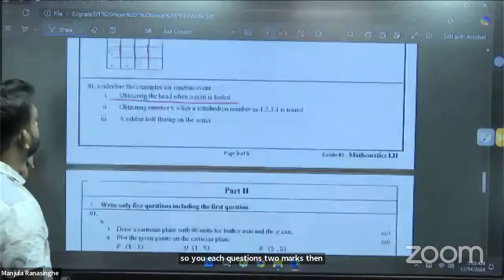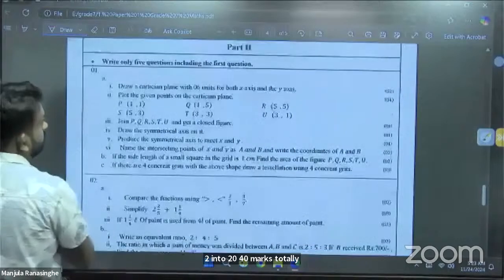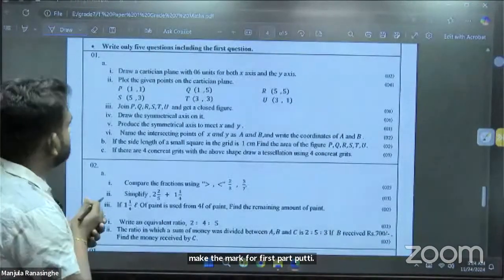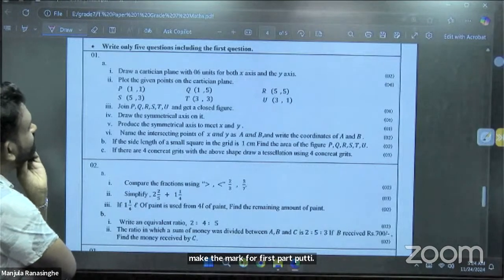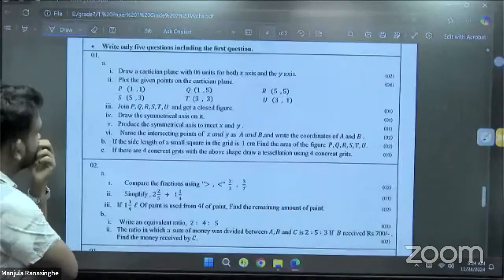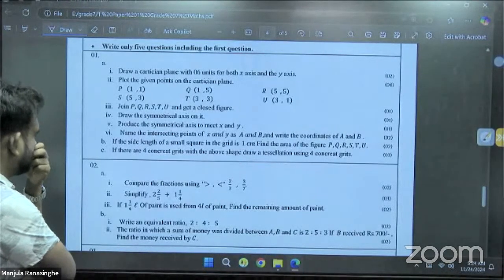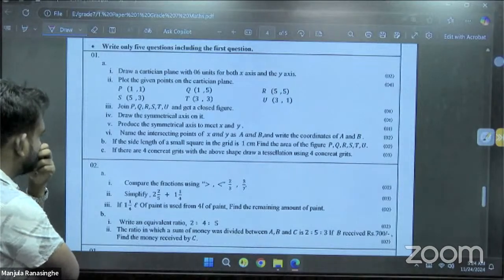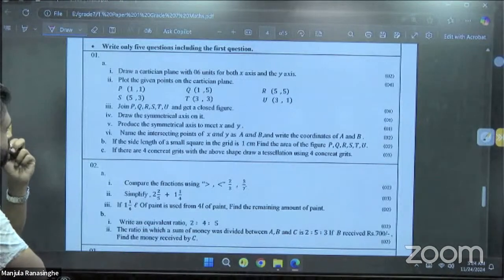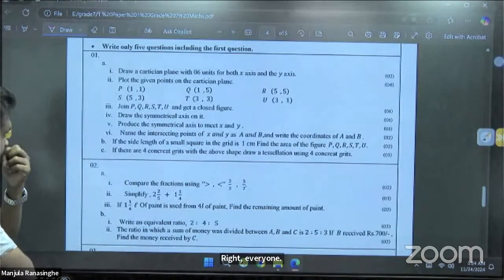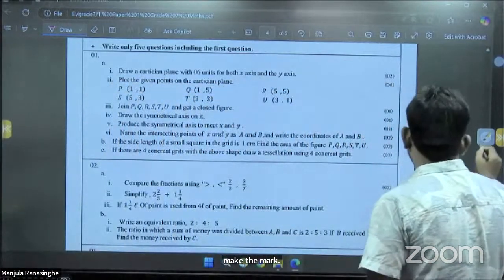Make the marks for the first part. Right, everyone, make the marks. Then we will move to the next question here.